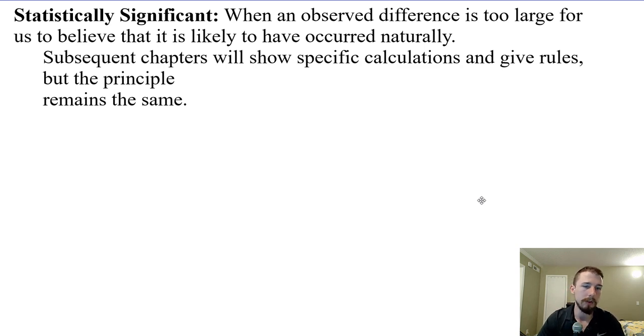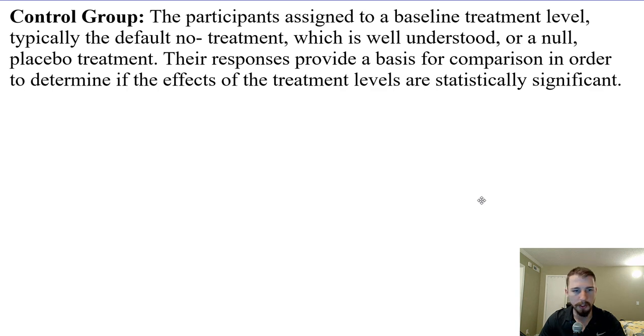So subsequent chapters will show more specific calculations and give rules, but the principle remains the same. It was unlikely to have occurred by chance. It's the phrase you need to use on the AP test and stuff.